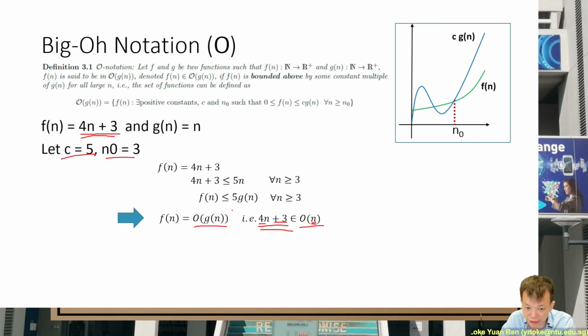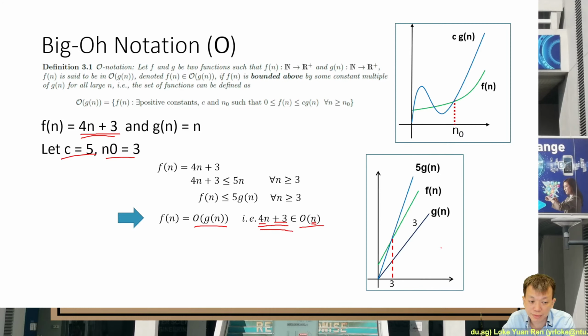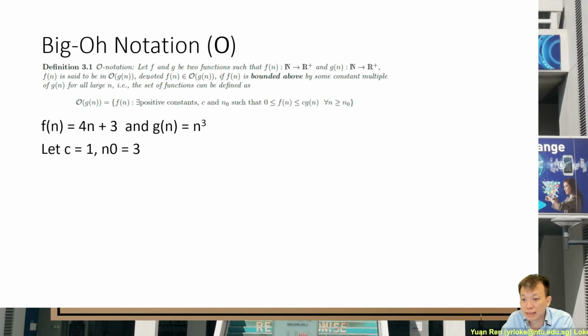So that is the definition. From here, as long as I fulfill this definition, I can simply say that f(n) is equal to O(g(n)). That means this particular time complexity is O(n). Similarly, here is another example to answer your question.